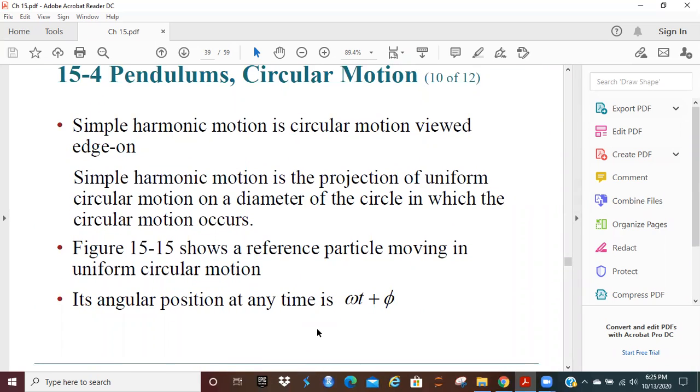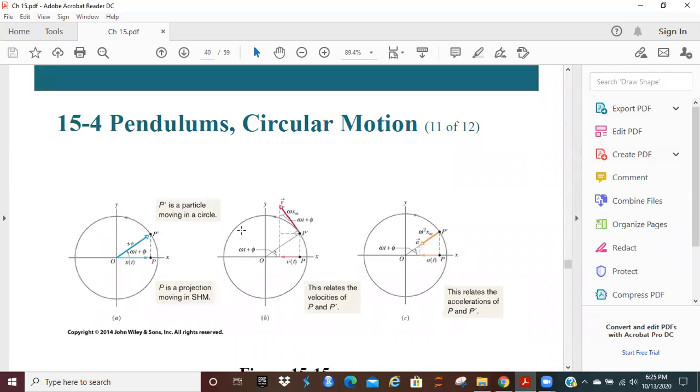So simple harmonic motion is circular motion viewed edge on. Simple harmonic motion is the projection of uniform circular motion on a diameter of a circle in which the circular motion occurs. And we'll take a look here at the figure that shows a reference particle moving in uniform circular motion. And the angular position at any time is omega t plus theta.